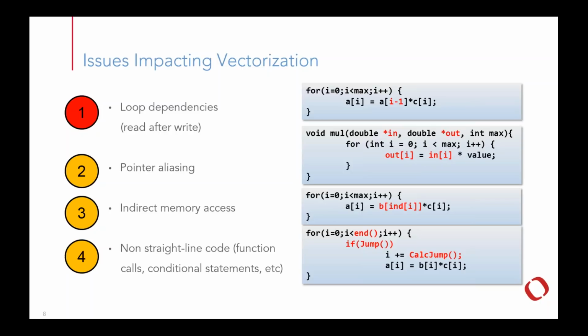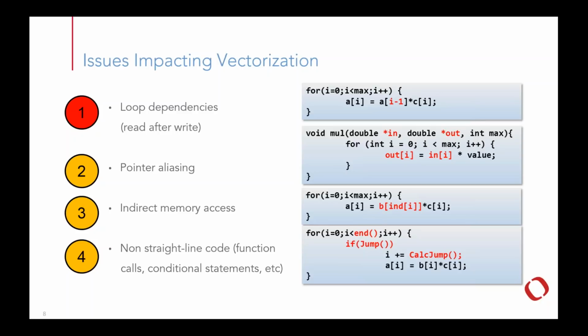Another problem is indirect memory access. So it's not a showstopper. The compiler normally would be able to vectorize this kind of code, but that vectorization comes with certain overhead because data needs to be gathered and packed into vector registers and then possibly scattered again from vector registers to various locations in memory. And that is not something free. That takes some time to do.